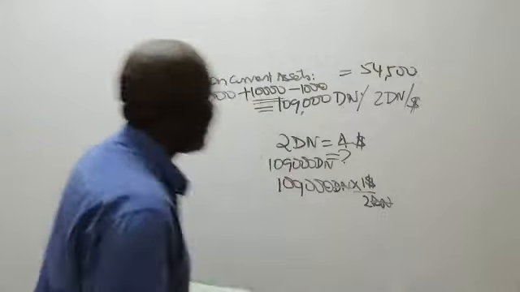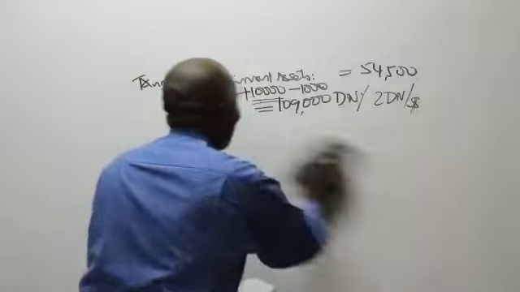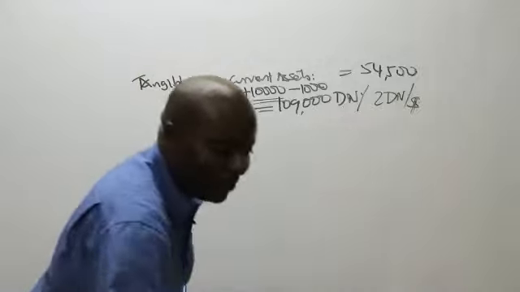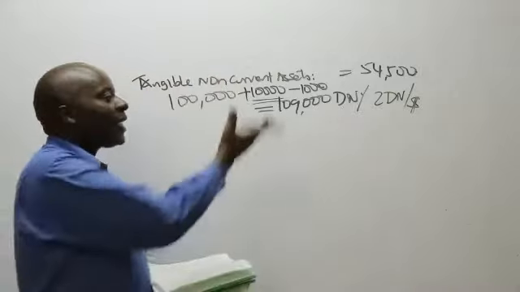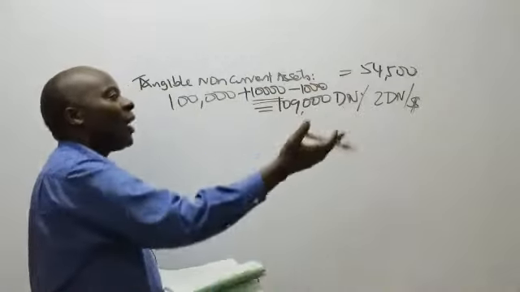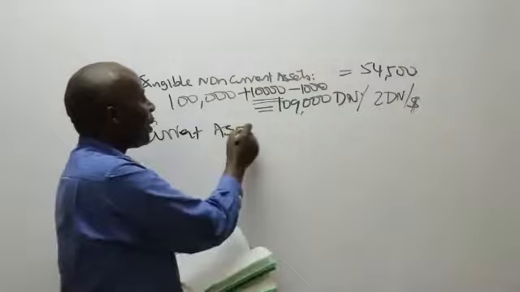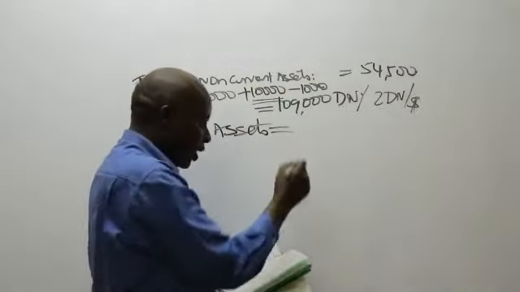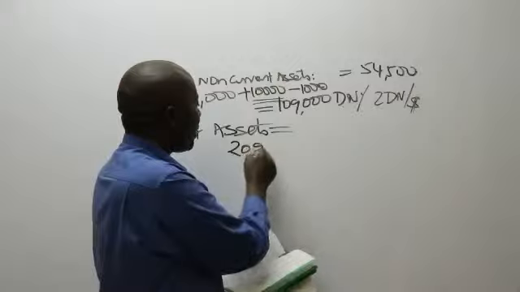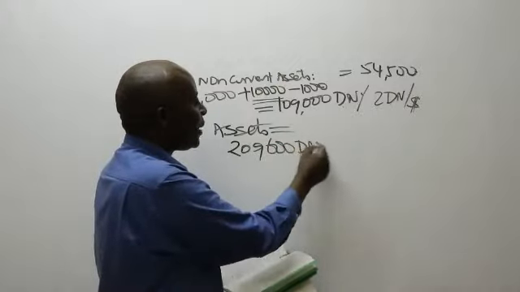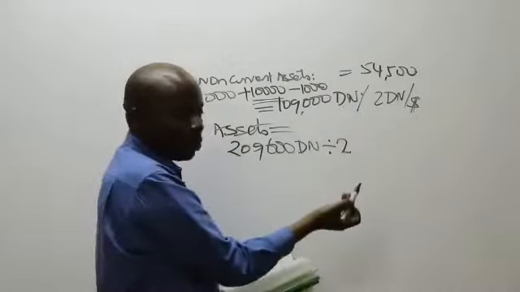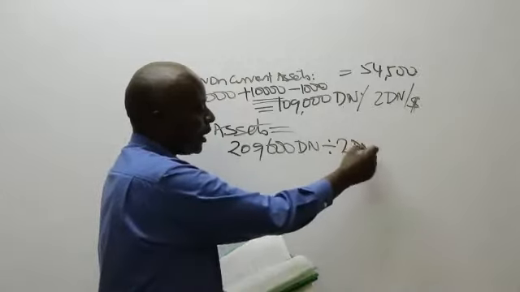So I'll come and write here, current assets. These are frameworks. I'm just translating the assets of the foreign subsidiary to my home currency. So the current assets, I can see a figure of 209,600. So 209,600 DNs, I'm translating this using the 2. So divide by the 2 DN per dollar.